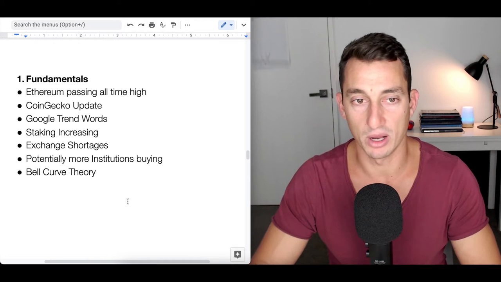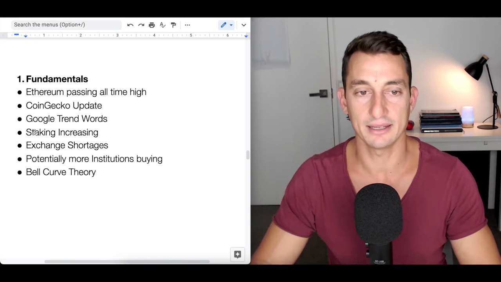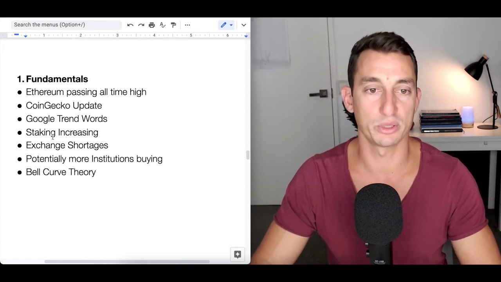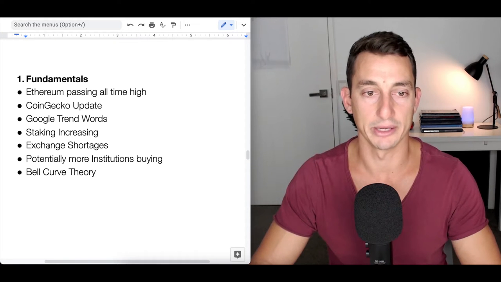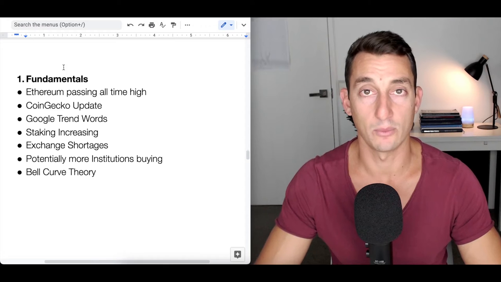Ethereum passing all-time high. We're going to look at CoinGecko, quick update, Google Trends update, staking, exchanges, and potentially more institutions buying. All of this putting pressure on the Ethereum price, and then of course the bell curve theory. Let's start with the Ethereum price chart and work our way down the list.